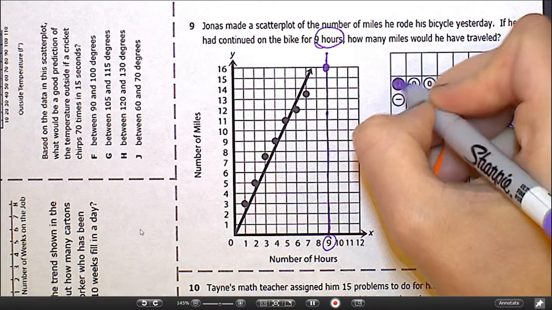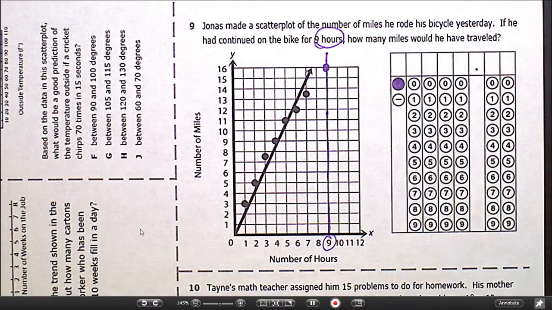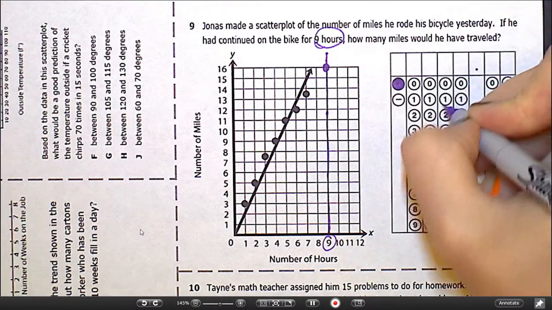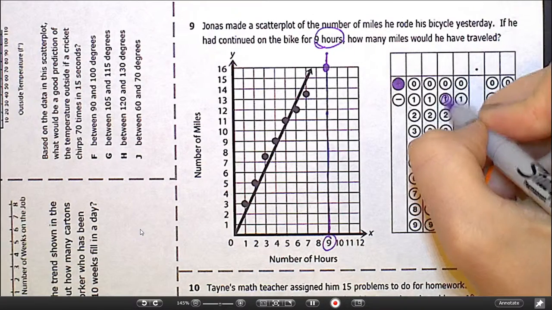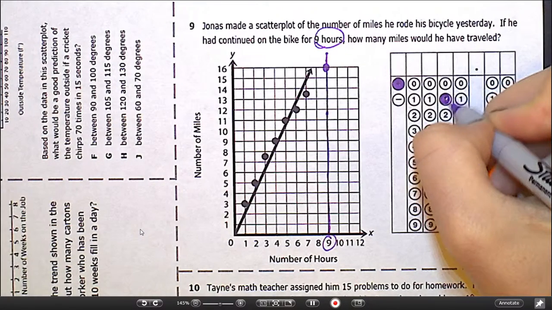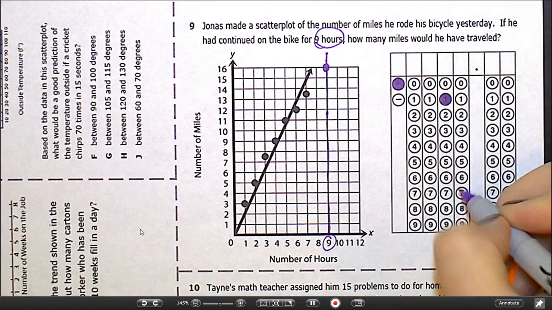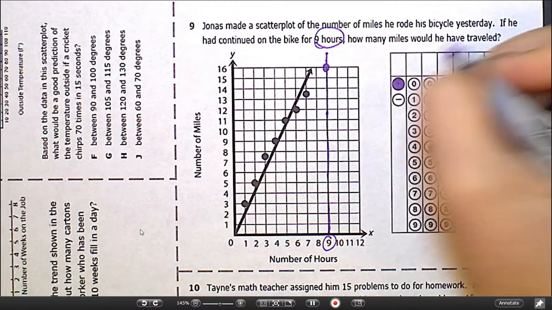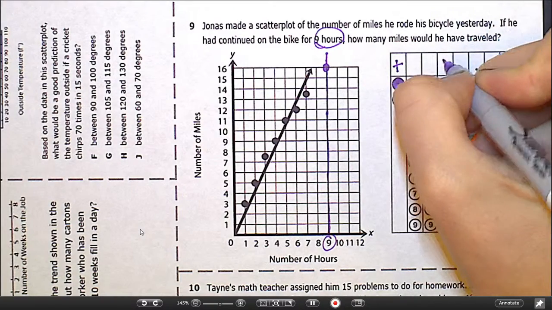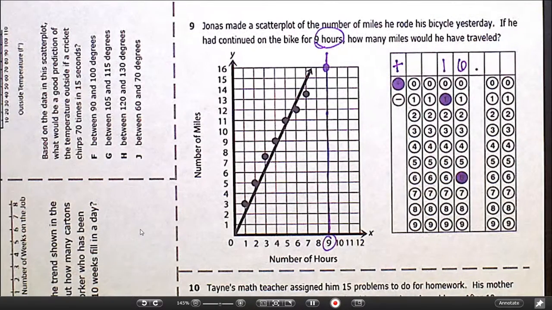Make sure you bubble fully, really neatly, stay inside the lines. We're going to practice with this. 16 goes before the decimal point, so that means that 1 is in my tens place, and then the 6 is in the ones place. So positive 16.